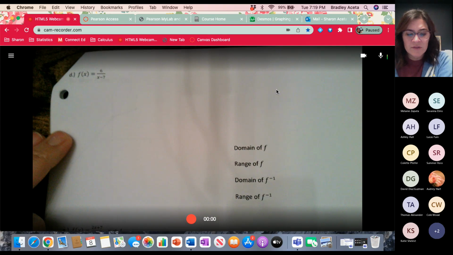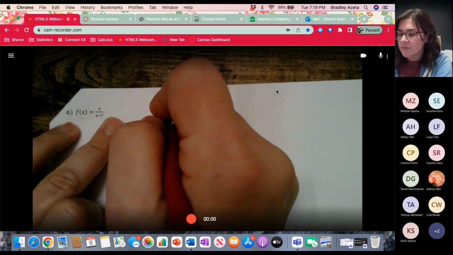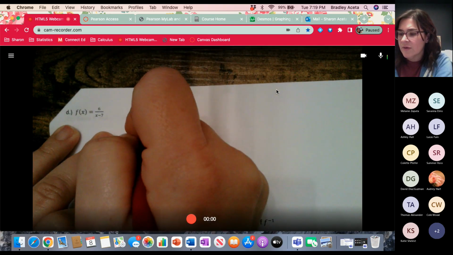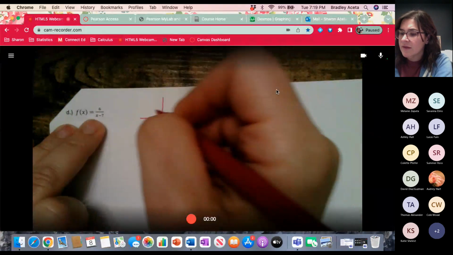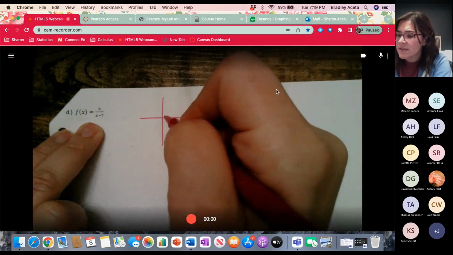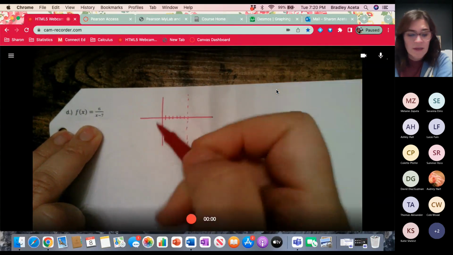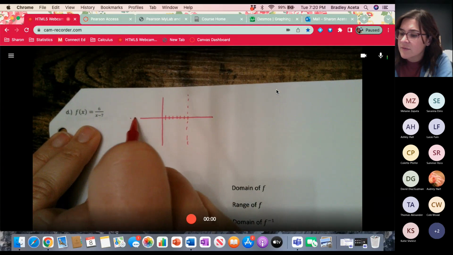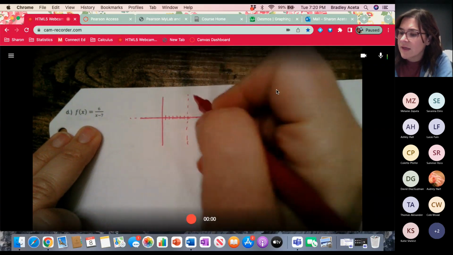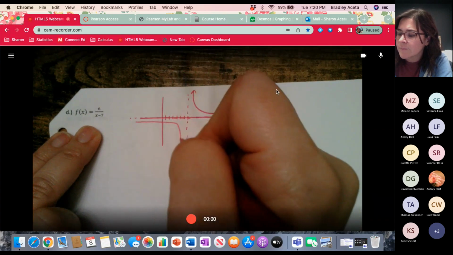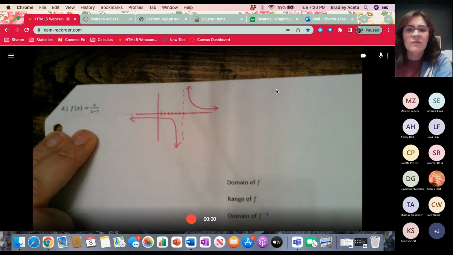And I am going to graph this one just so you can kind of understand what I'm talking about here for domain and range. So I have the vertical asymptote at 7. 1, 2, 3, 4, 5, 6, 7. And the horizontal asymptote is at 0. And then I have a hook here and a hook here. And this is my original function.